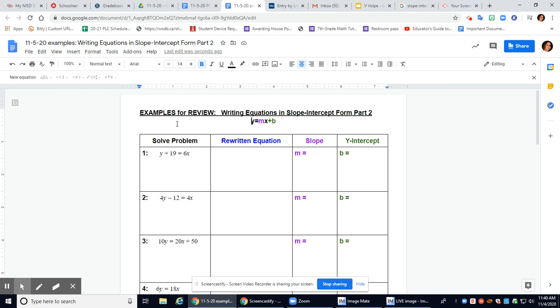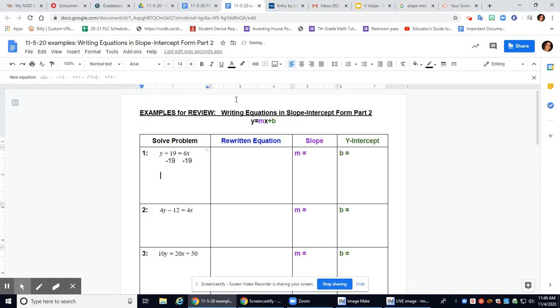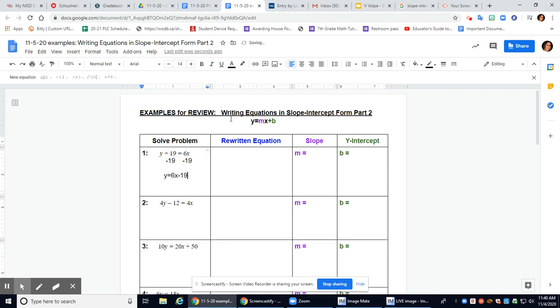All right, so here are some examples for writing equations in slope-intercept form, part 2. We have y plus 19 equals 6x. Now remember, your equations need to be in the form y equals mx plus b. So the first thing I need to do on this problem is get the y by itself. So I'm going to cancel out the 19 by subtracting 19 on both sides of the equation. And once I do that, y will equal, put the x term first, 6x minus 19. Now my rewritten equation is y equals 6x minus 19.